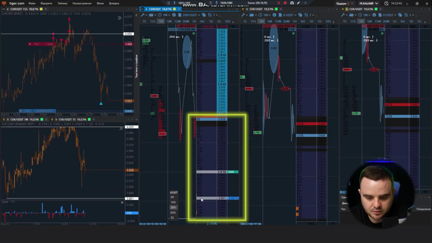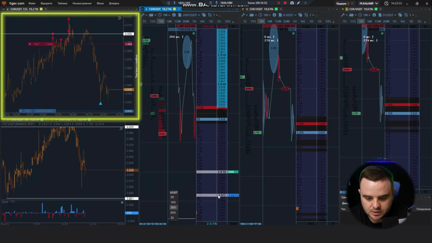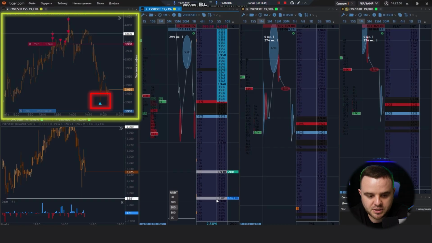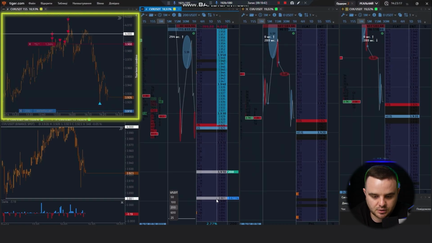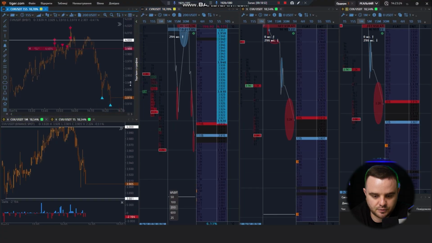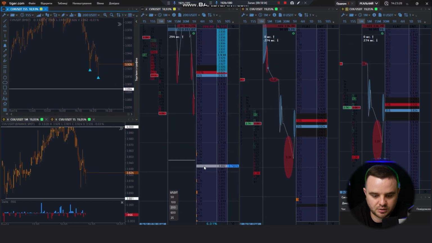You can see here we set up a limit order and you can see how price takes it. Especially on coins with small liquidity, it happens super fast. They took that limit order within a few seconds and the order book immediately came back.